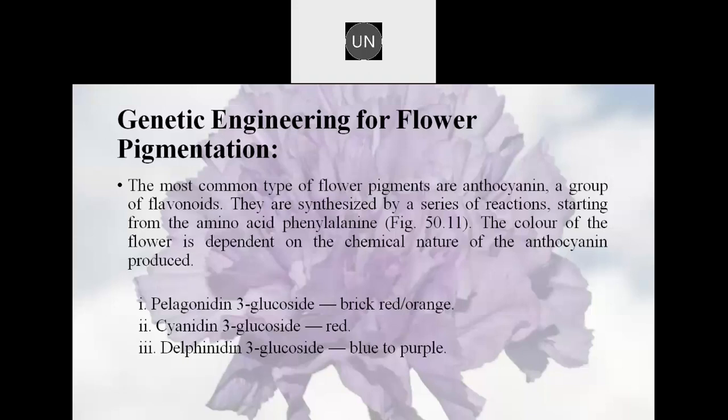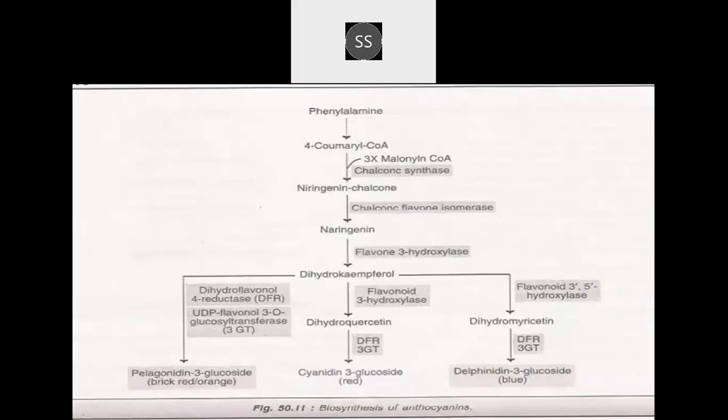Now, how have they engineered this? The most common type of flower pigment is anthocyanin, a group of flavonoids. They are synthesized by a series of reactions starting from the amino acid phenylalanine. The color of the flower depends on the chemical nature of the anthocyanin produced, and also on the pH of the vacuole. By the process of anthocyanin biosynthesis, pelargonidin 3-glucoside is produced, which gives brick red or orange color, and cyanidin 3-glucoside gives red color. And delphinidin 3-glucoside produces blue to purple colors.